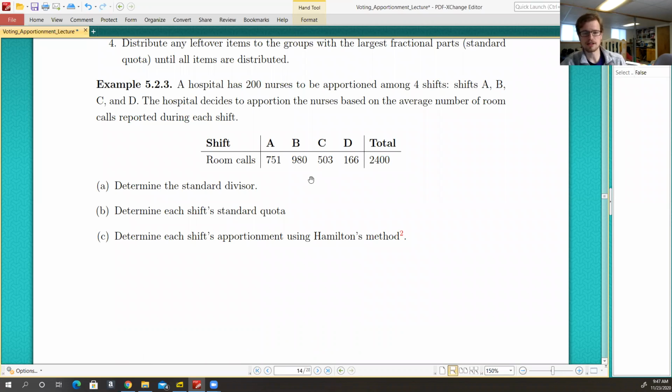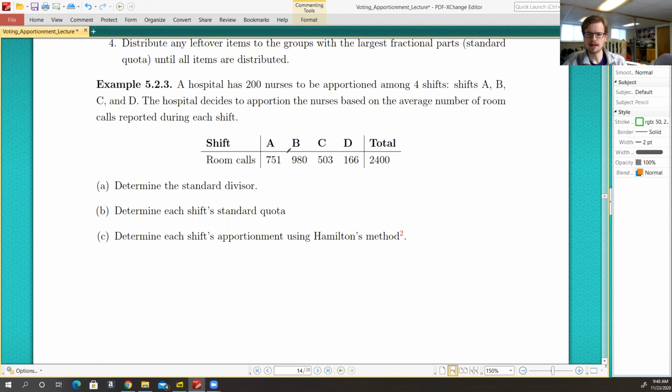So for this example, we're actually looking at a slightly different situation. We're looking at nurses instead of doctors, first of all. But we have 200 nurses to apportion among 4 shifts, shifts A, B, C, and D. So the hospital decides to apportion nurses based on the average number of room calls reported during each shift, right? If there's a lot of room calls, they're going to need a lot of nurses to be able to handle those room calls. So they distribute the nurses based on room calls.